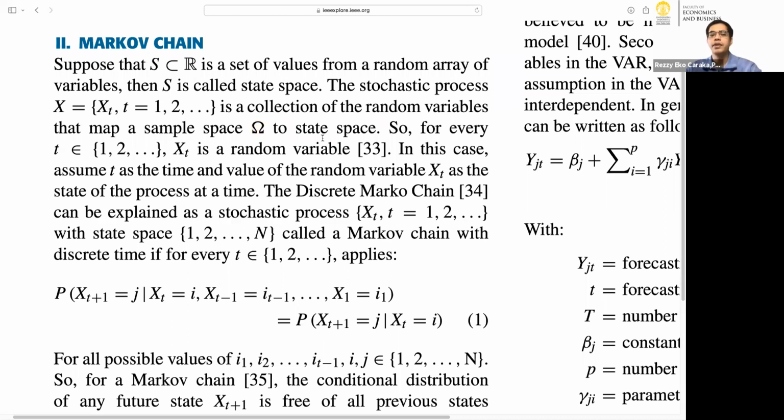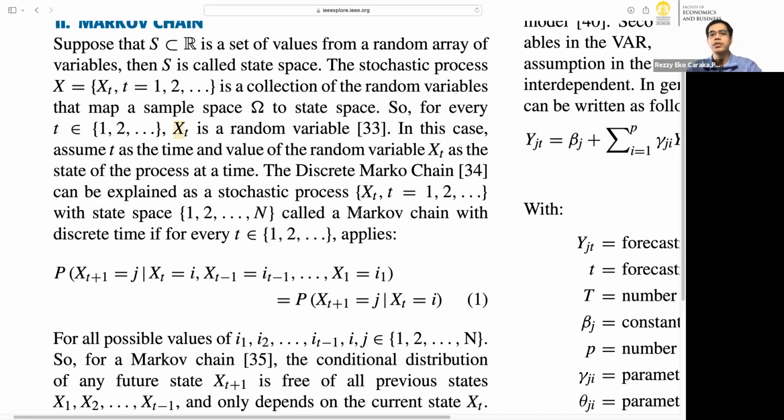So every t is our random variable. For example, if you have 1,000 variables, you have X thousand random variables. So how do we analyze the Markov chain? By stepping through time from t equals 1 until 2. So we can calculate it like this.